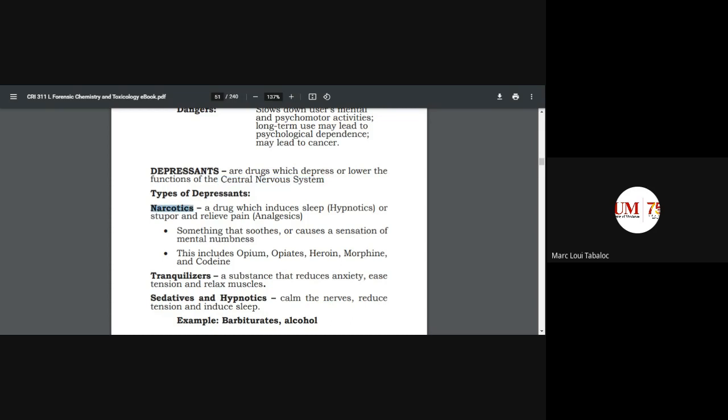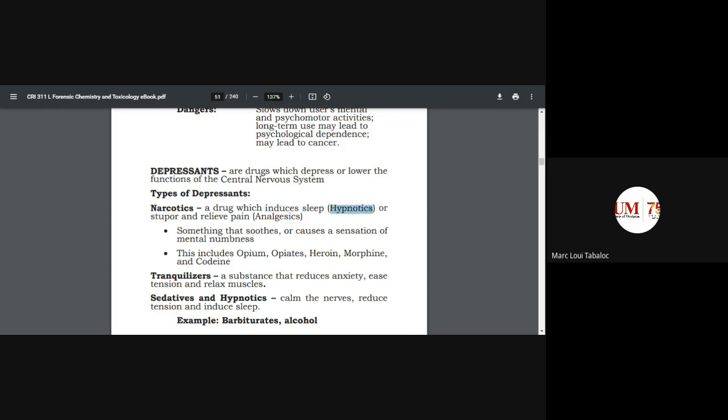Take note, narcotics induces sleep or stupor or ginagamit to relieve pain, okay? Yung mga painkillers na ginagamit legally, like for example, yung mga Biogesic, ang tawag dyan sa kanila, mga analgesics, painkillers. Yan din ang narcotics, pero it would induce sleep. Hypnotics, or sleep science, kumbaga, or stupor.